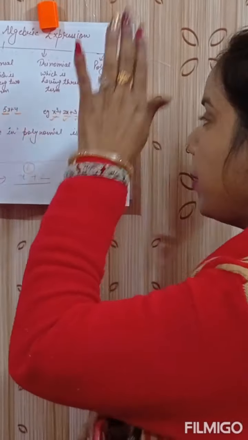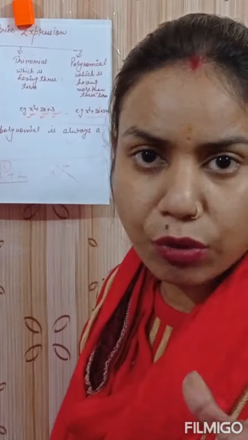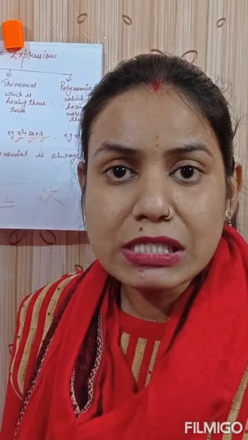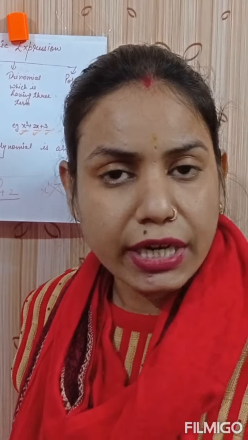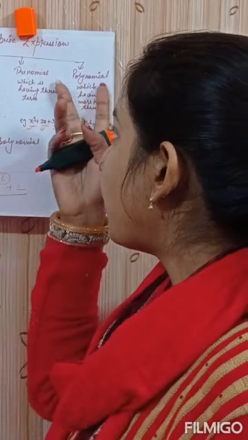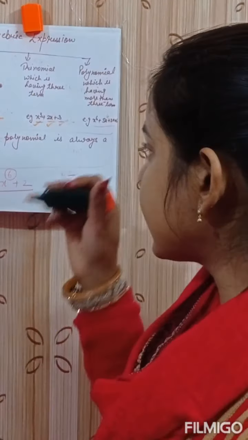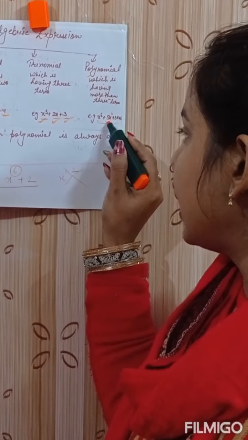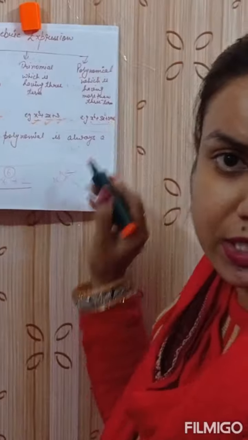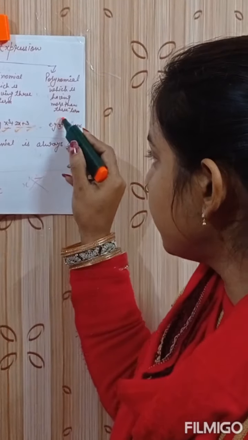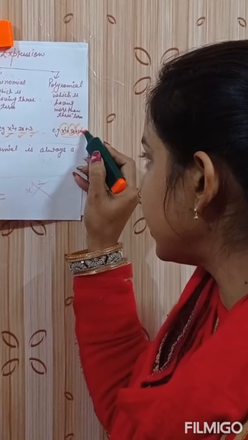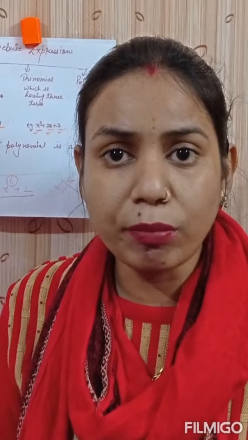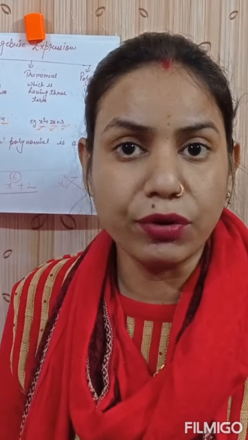And the last one, very important for our examination, is the polynomial. Poly means many. Polynomial means many terms. An expression which contains many terms is called a polynomial. This can be defined with the example x power 6 plus 5x power 4 plus 3x plus 6. Here this is the first term, this is the second term, this is the third term, and this one is the fourth term. So more than three terms are combined together to form an expression. This is called a polynomial.